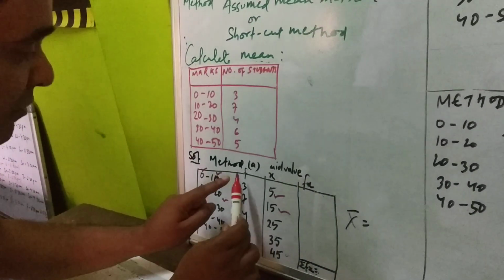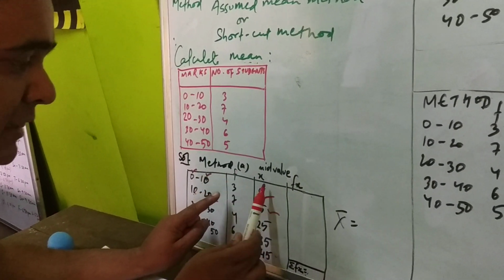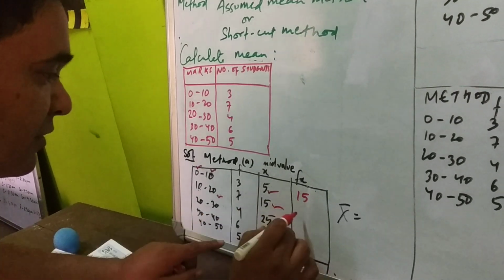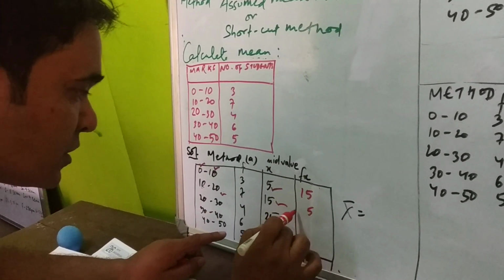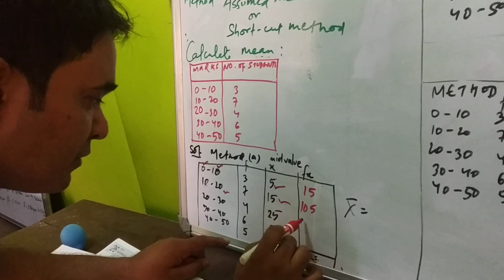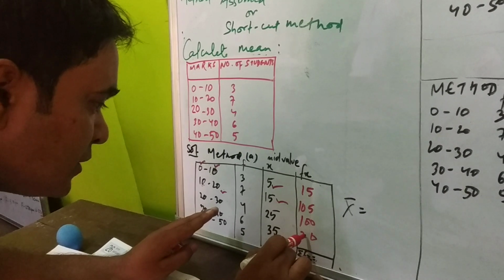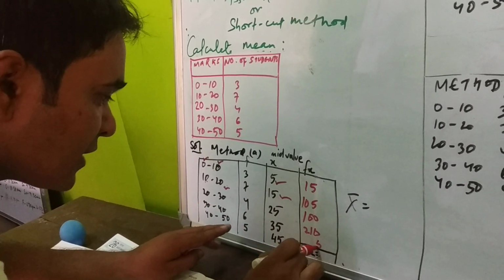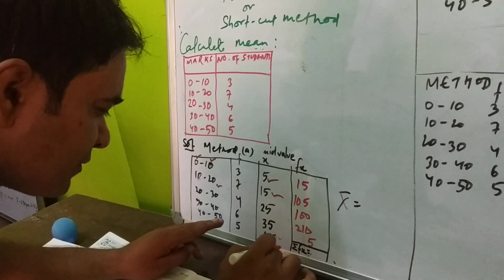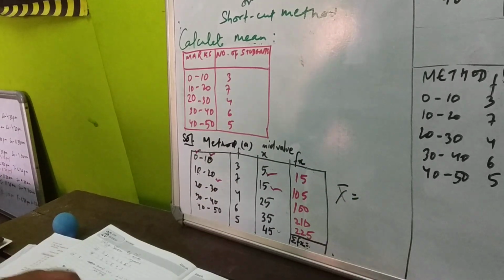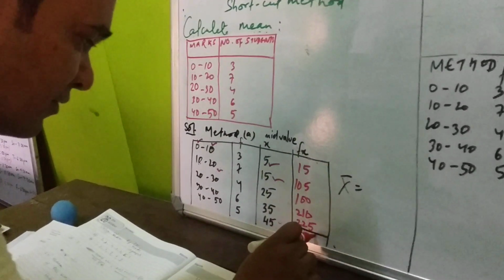Now we will find the product of frequency and the mid value. So just see here, 3 5s are 15, 7 15s are 105, and 10 25s are 250. Then 4 25s are 100. When you take the sum of this, you get 655.